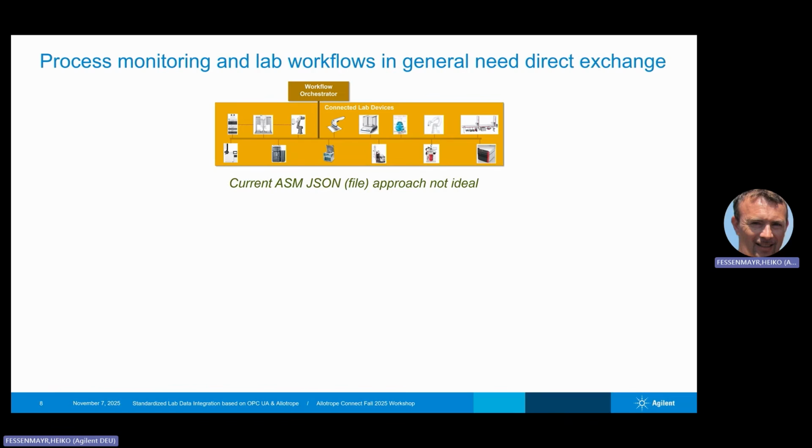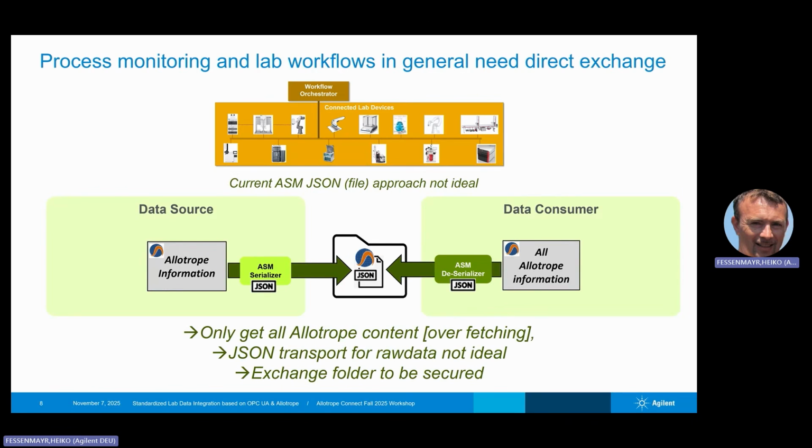So for process monitoring and lab workflows in general, they have a direct need for exchange. And so the Allotrope file format is not ideal for this purpose, since you get all the information through one data container, the Allotrope ASM JSON file, and most of the time that results in data overfetching. Also, the JSON container is not ideal for binary raw data since it increases the size. And when you are exchanging files, you have to secure the file folder.